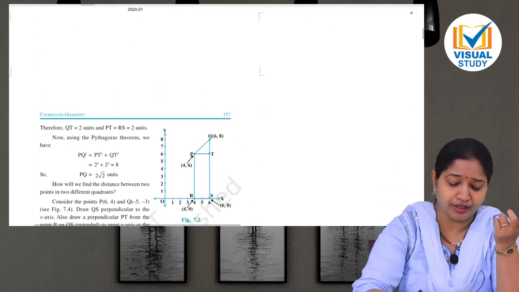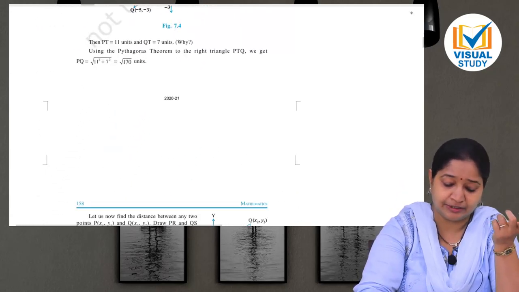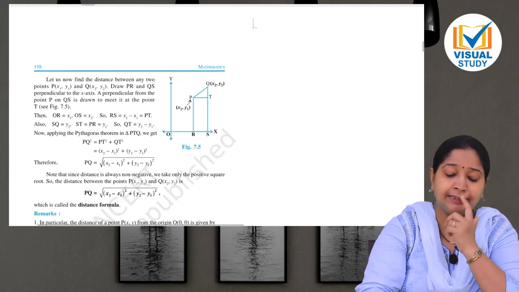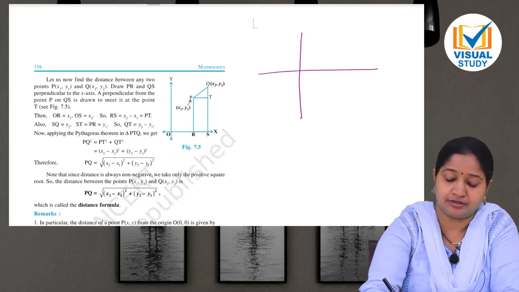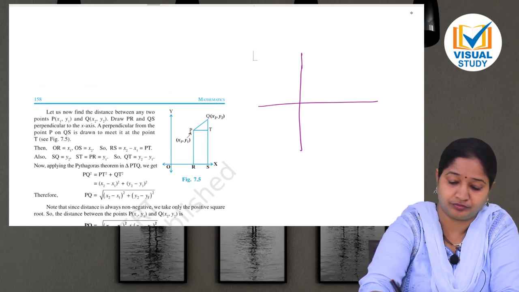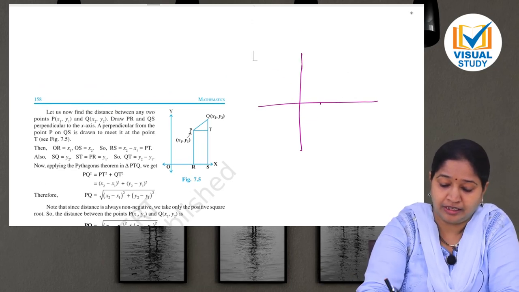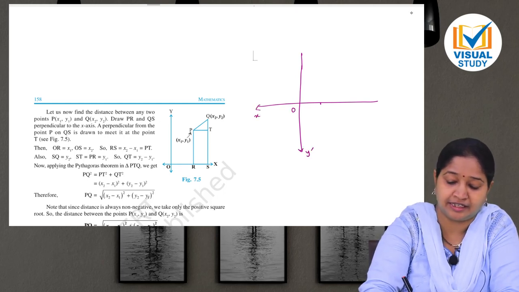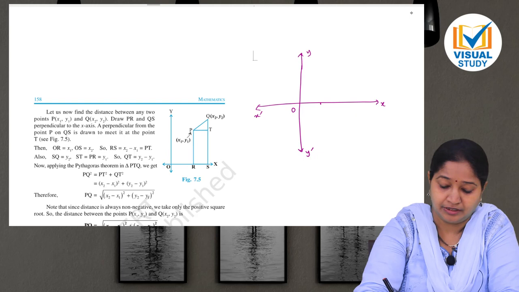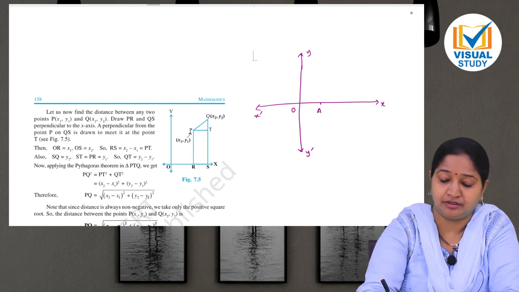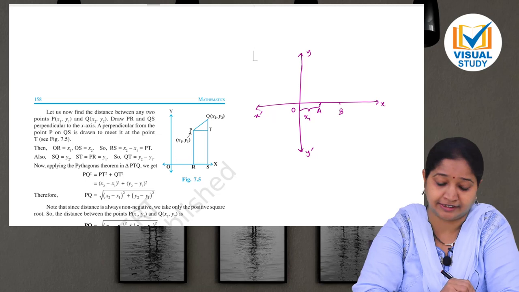So, they have given the explanation here. I'll directly tell you this. Suppose this is the origin, this is the y axis, y dash, this is x dash, and this is x. Here I have given you A, and here B. The distance between O and A is x1.